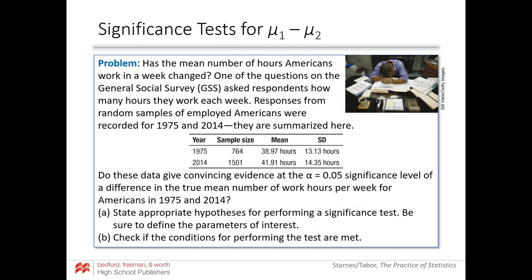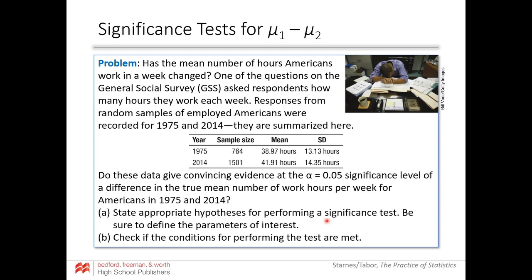All right, so let's go ahead and state the hypotheses and check conditions. Let's just make sure we know how to set up. Basically, we're doing the state and the plan section of our four-part big FRQ. Has the mean number of hours Americans work in a week changed? One of the questions on the General Social Survey asked respondents how many hours they work each week. Responses from random samples of employed Americans were recorded for 1975 and 2014, and they're summarized below. Do these data give convincing evidence at the alpha equals 0.05 significance level of a difference in the true mean number of work hours per week?